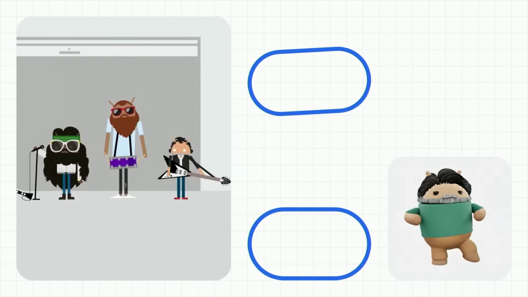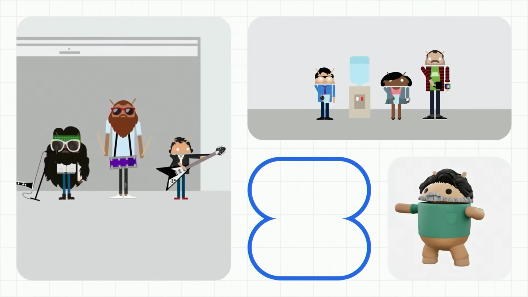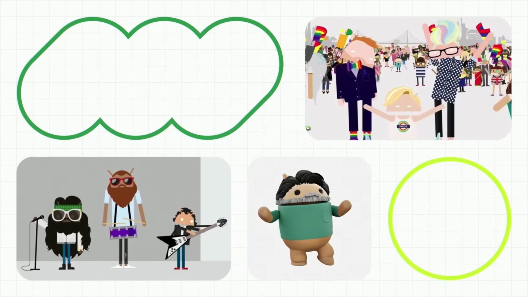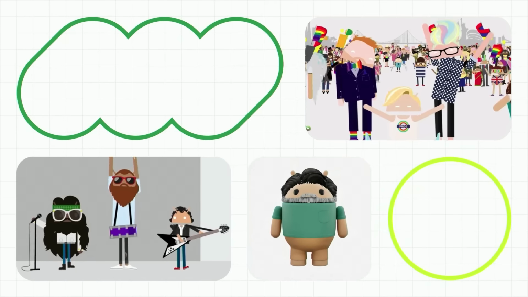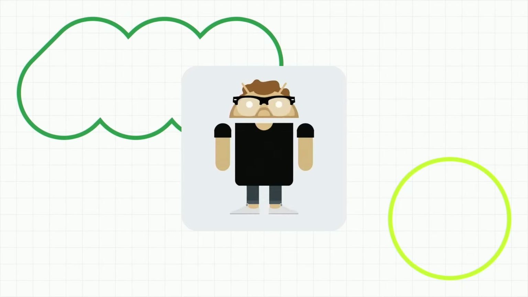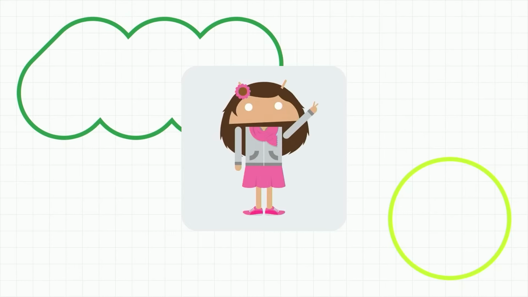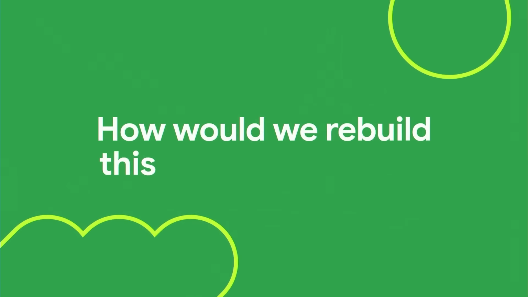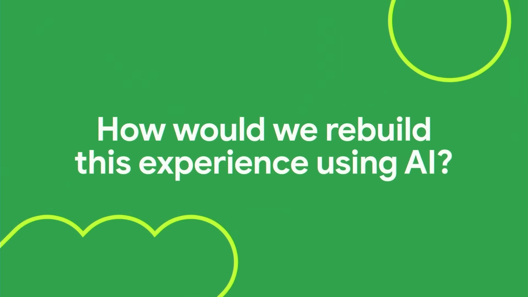Just like the operating system, the mascot has always been something you've loved to play around with and make your own. Over the years, there have been lots of iterations of the Android bot, including a few years ago when we launched Androidify to let you make your own bot. So we asked ourselves, how would we rebuild this experience today using AI? And the answer, of course, was with a selfie.